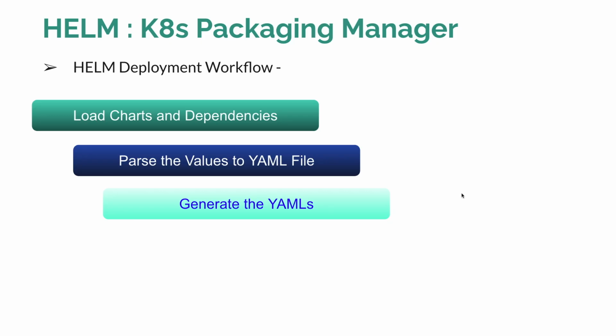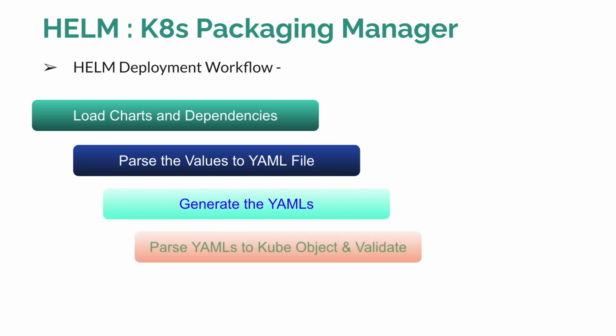So we have done three things. First, Helm has loaded the chart and dependencies. It has parsed the values into the YAML files, and it has generated the YAMLs on the basis of the templates available in the chart. After this, Helm will parse these YAMLs into Kube objects, right? And validate these YAMLs against the Kube objects.